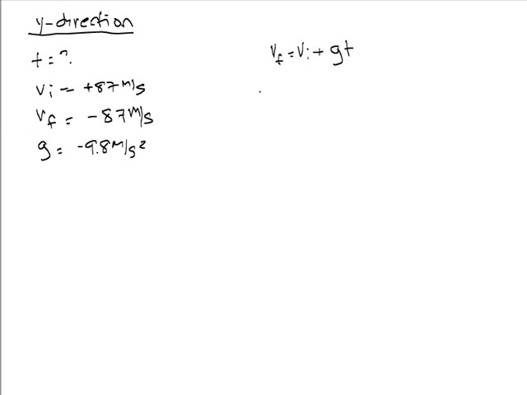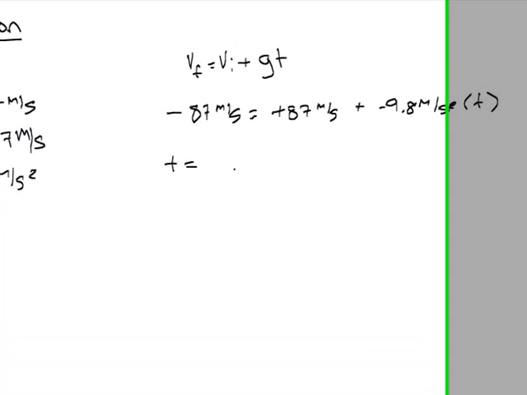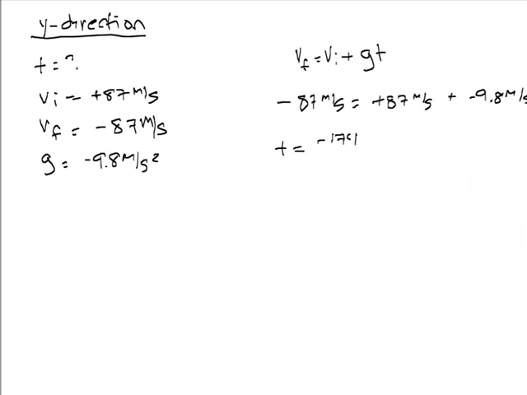Substituting in, we get negative 87 meters per second equals positive 87 meters per second plus negative 9.8 meters per second squared times time. Time will be equal to negative 174 meters per second divided by negative 9.8 meters per second squared. This will give us a time of 17.8 seconds.